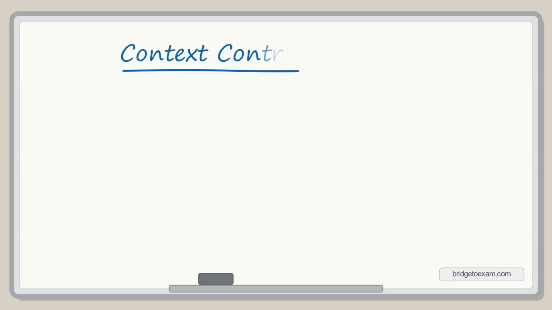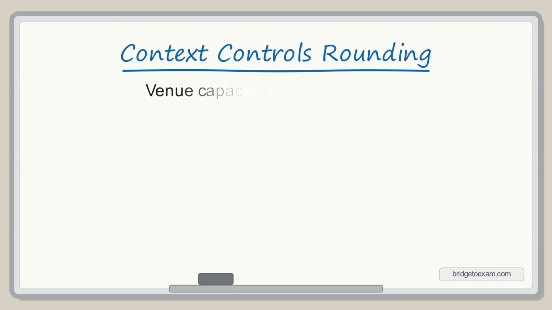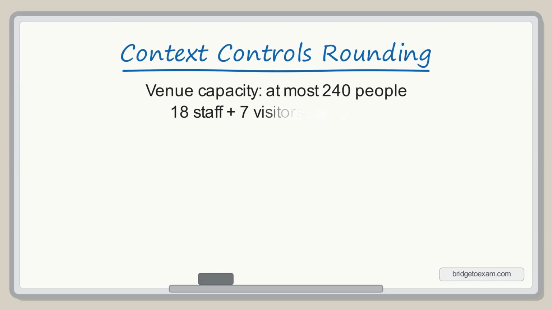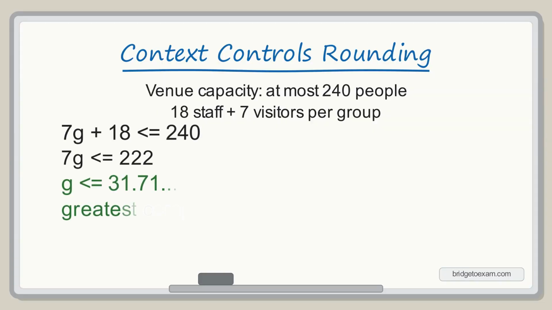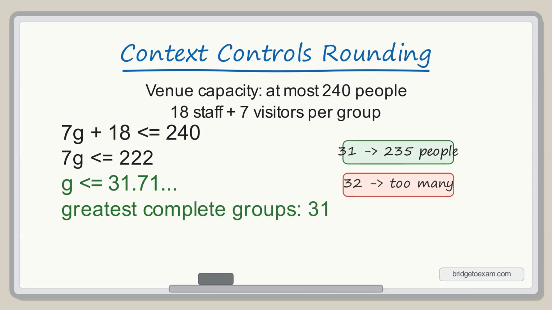Context decides how to round. At most 240 people means you cannot exceed capacity. The inequality gives G less than or equal to about 31.71. Since only complete groups are allowed, the greatest possible whole number is 31, not 32.